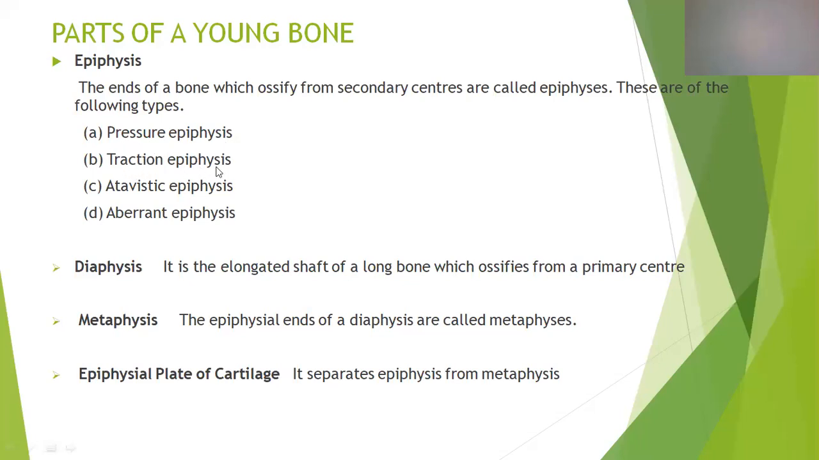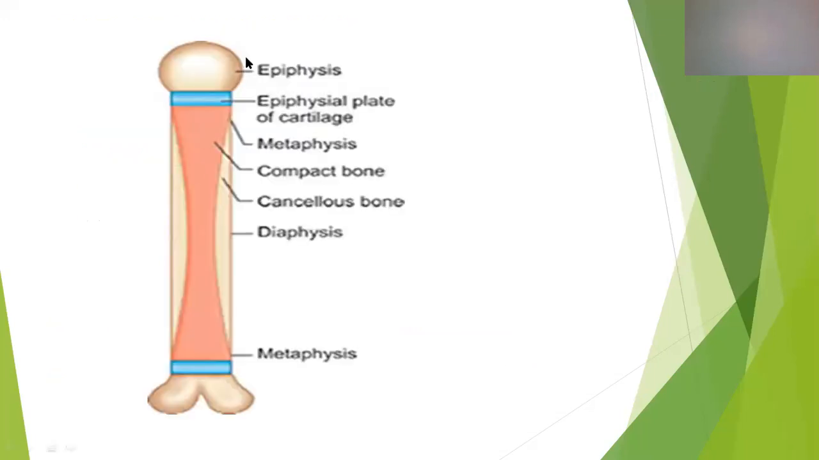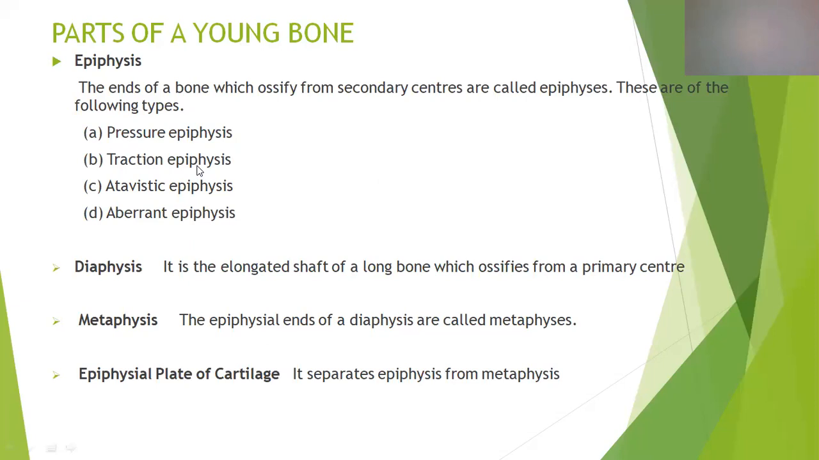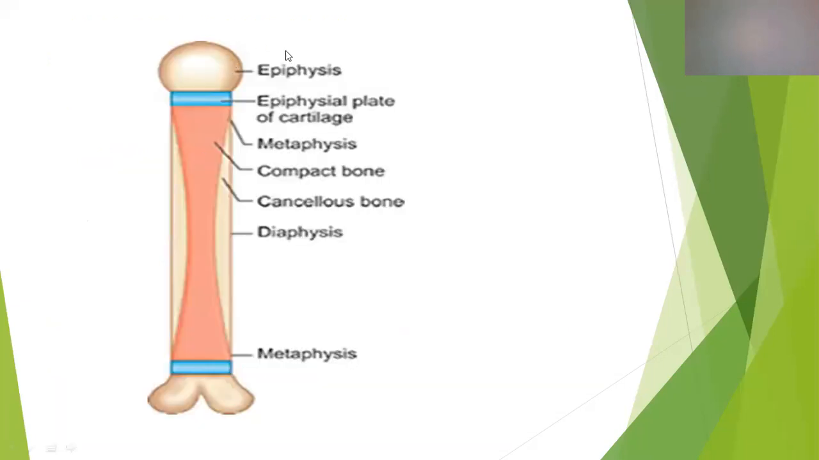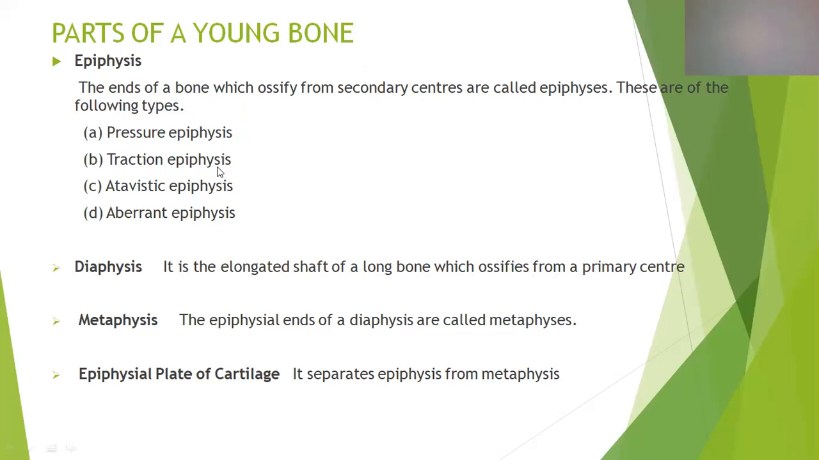Then traction epiphysis. Traction epiphysis means this type of ends develops because of the pull of a muscle or a tendon. For example, imagine one elevation is there. That elevated end is known as the traction epiphysis. Those are the projections that develop because of the pull of one muscle or a tendon. So the second type is traction epiphysis.